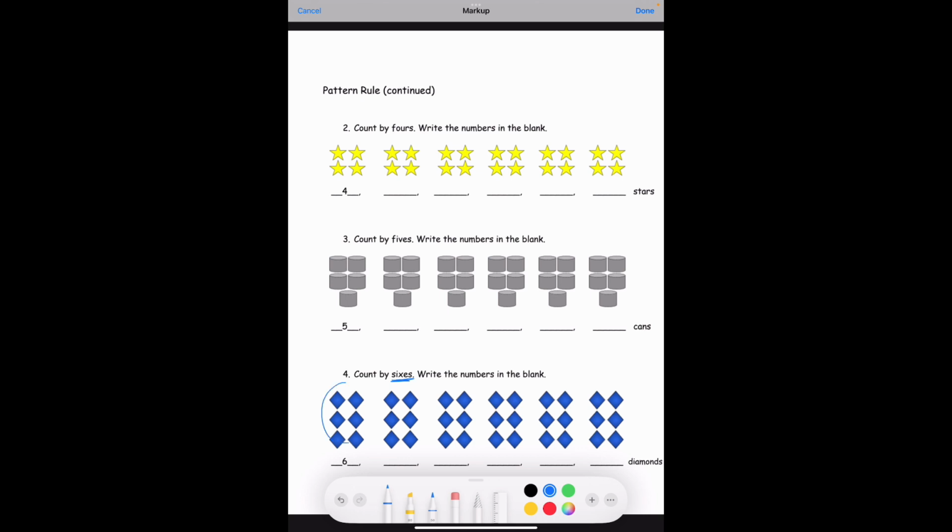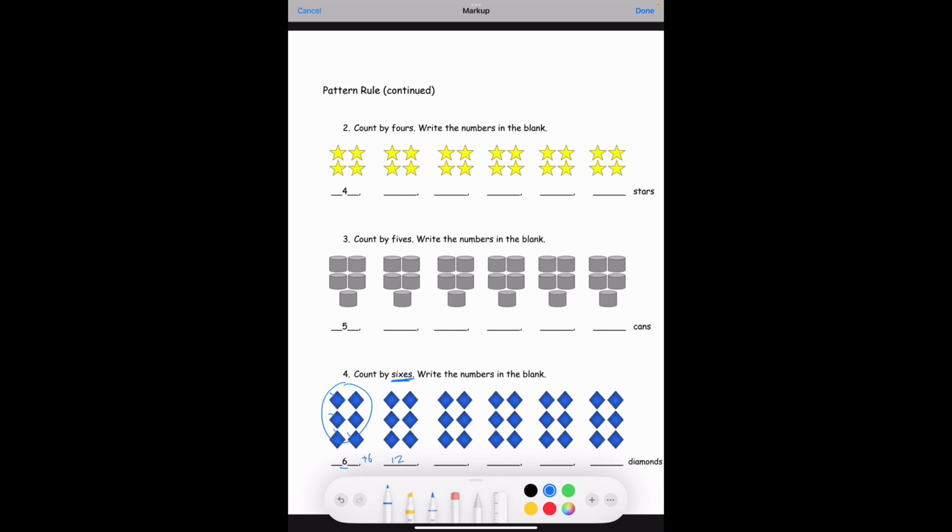As you see, in each group, there's 6 diamonds. 1, 2, 3, 4, 5, 6. And there's the same 6 diamonds for every single group. So all you do is add 6. So there's 6 plus 6, which equals 12.